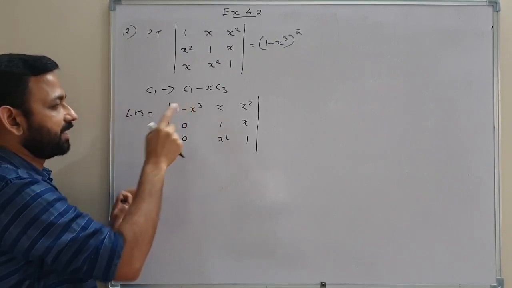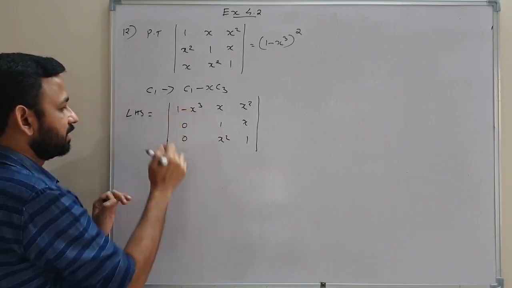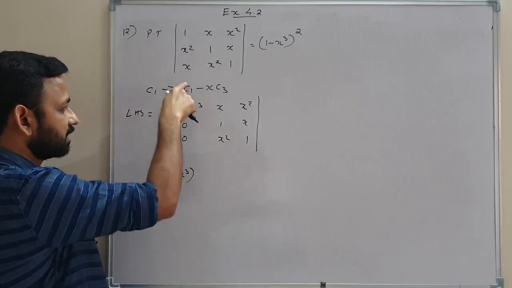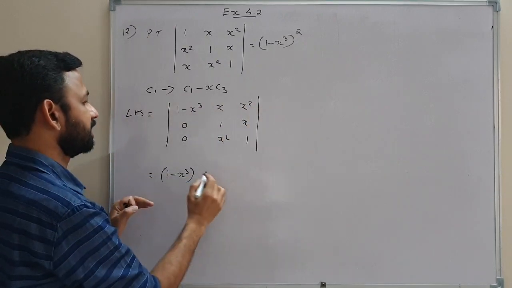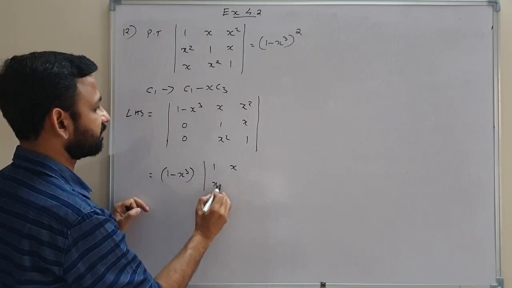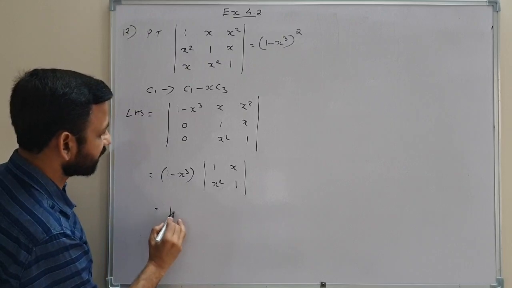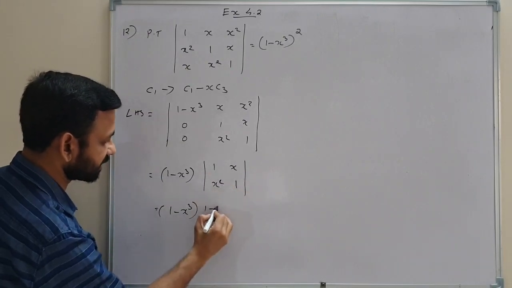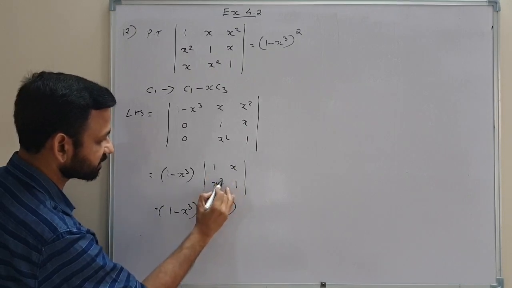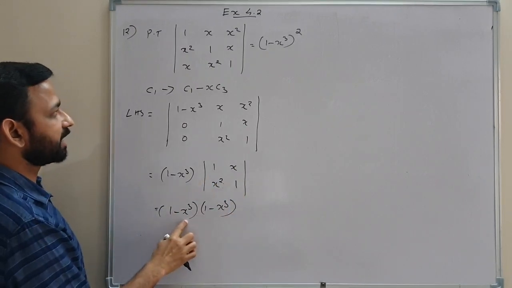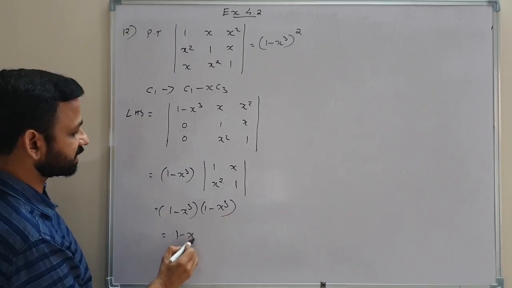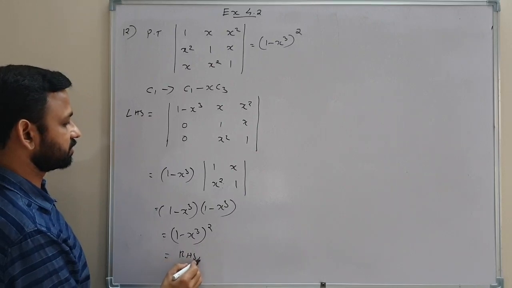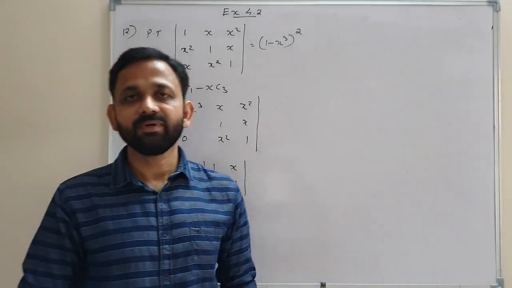Here we have 2 zeros, so we can reduce it into a 2 by 2 determinant. When we reduce it, the first element is 1 minus x cube, then deleting, the determinant is 1 x square, x 1. That is 1 minus x cube. Find the value of the determinant: 1 into 1 minus x cube, x square into x, that is x cube. 1 minus x cube into 1 minus x cube, that is 1 minus x cube raised to the power 2, that is RHS. So we got LHS equal to RHS.